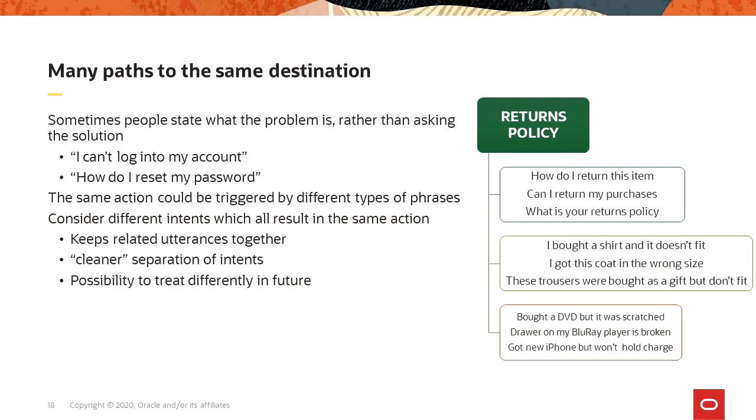We trained the model using the customer's data with phrases like, what's your returns policy? I want to return this item. How do I return this item? And the bot went live, and the first input the bot got was, I bought this jacket for my daughter and it doesn't fit. And the bot said, I don't understand.